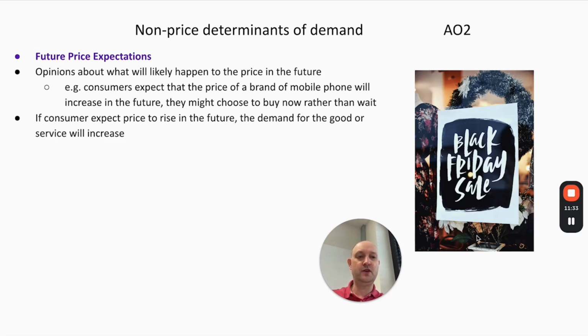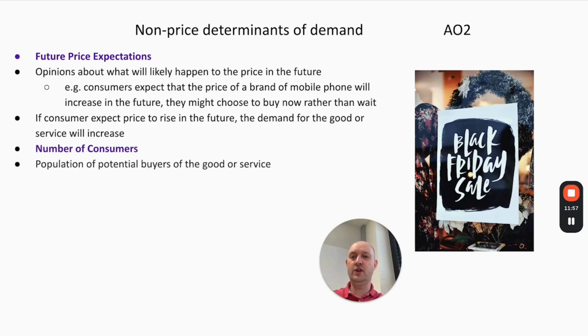Similarly with sales, we've got the Black Friday sale over here. If you know that there's going to be a sale in 2 months, it's likely some consumers might wait. Okay, I'm not going to buy the phone now. I'm going to wait for 2 months when it's likely to go on sale. And therefore, if you think the price will go down in the future, it's likely you're going to reduce your demand now and wait until later on.